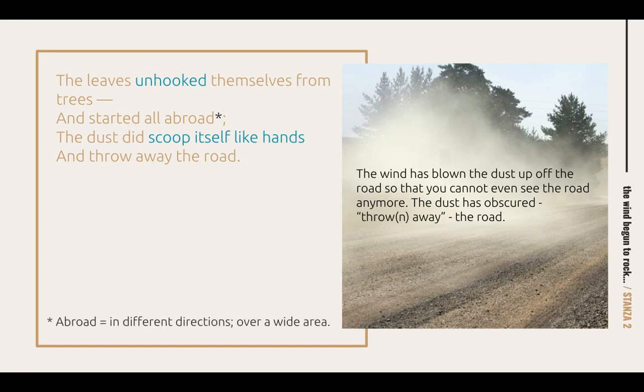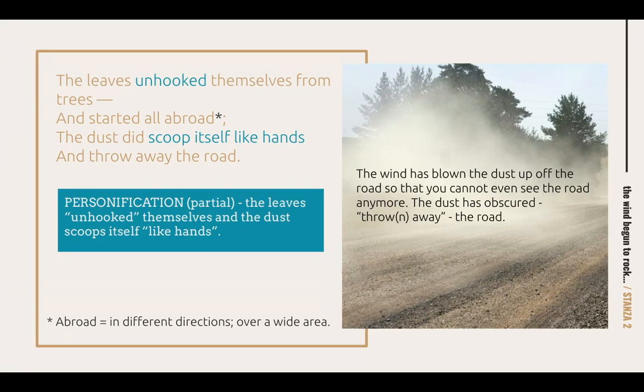Abroad in this context means in all different directions. So the leaves are blowing in all different directions. Just look at the personification there. The leaves unhook themselves. That's an action. They don't just fall off the trees. They kind of deliberately unhook themselves from the trees. And the dust is like hands. That's that partial personification that I was talking to you about. Just one aspect of a person referred to.